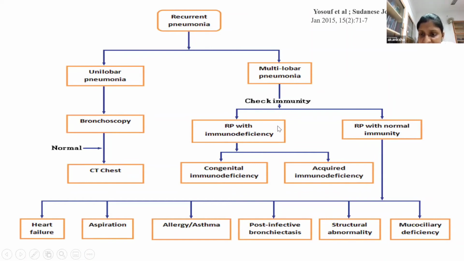recurrent pneumonia with immunodeficiency and recurrent pneumonia with normal immunity. Recurrent pneumonia with immunodeficiency can be either primary immunodeficiency disorders or acquired immunodeficiency disorders like HIV infection. Recurrent pneumonia with normal immunity with multilobe involvement can occur in patients with congenital heart disease, in patients with recurrent aspiration, patients with allergy or asthma. Post-infective bronchiectasis will also lead to recurrent chest infections, as will any structural abnormality, or mucociliary deficiencies like primary ciliary dyskinesia or Kartagener syndrome.